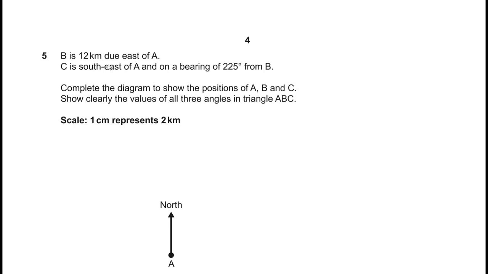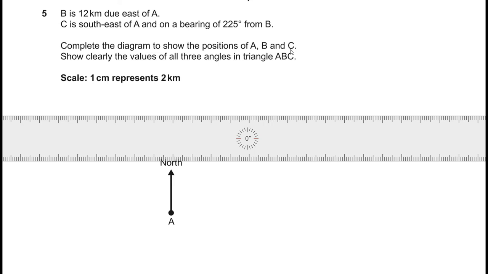Question number 5. B is 12 kilometers due east of A. C is southeast of A and on a bearing of 225 degrees from B. We have to complete the diagram to show the positions of A, B and C. Show clearly the values of all 3 angles in triangle ABC. We've got this scale, 1 centimeter represents 2 kilometers. Now the first thing is B is 12 kilometers due east of A, and if we use the scale, 1 centimeter represents 2 kilometers. 12 divided by 2 is 6, so we need 6 centimeters.